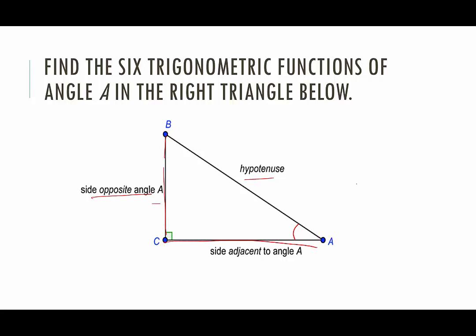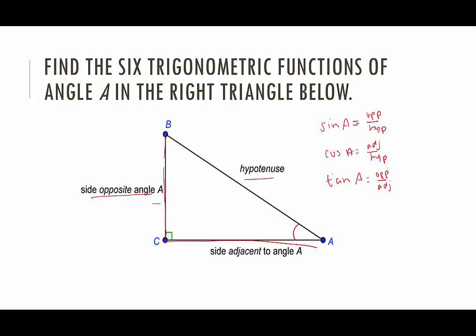So the 6 trigonometric functions, first we have sine, and sine of A is going to be the ratio of the opposite to the hypotenuse. And cosine of A, that is the adjacent side to the hypotenuse. And tangent of A is the opposite side over the adjacent side. Those are the 3 main functions, but it does ask for 6.